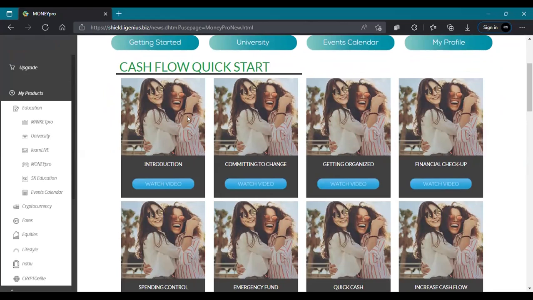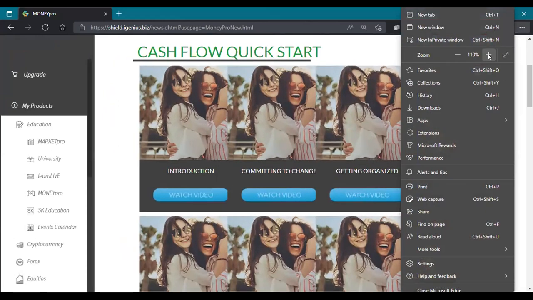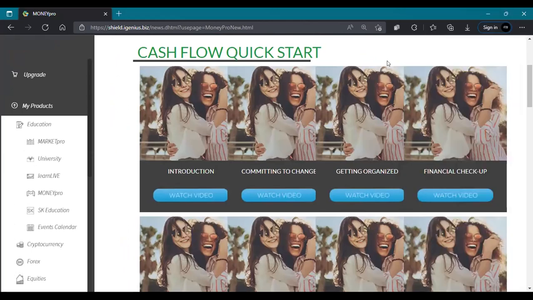Someone says zoom out your screen. Victor, what part of my screen do you want me to zoom out? Let me see. I think this is actually big enough.